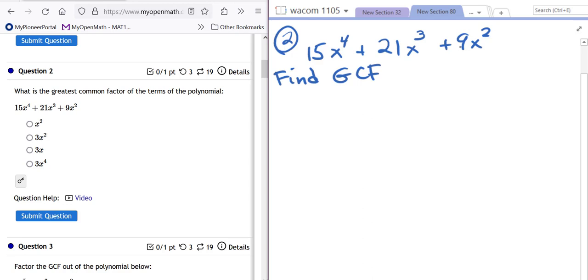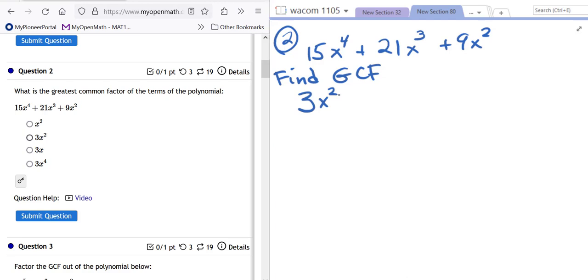So we could test the 9. 9 doesn't work. Go lower. 9 is made out of 3s. So a 3 does go into all of these. For your variables, x's and everything, go with the lowest. So 3x squared. They're trying to trick you up. They're trying to see if you're going to pick just 3x. 3x squared is the right choice.